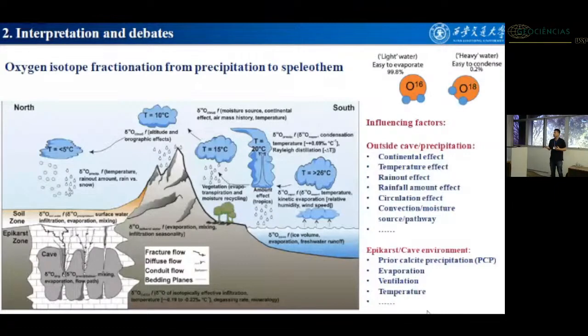For the epikarst system or inside the cave, PCP will also influence the speleothem delta O18, and strong evaporation and strong ventilation will result in kinetic fractionation. It will result in an increase in both delta C13 and delta O18.